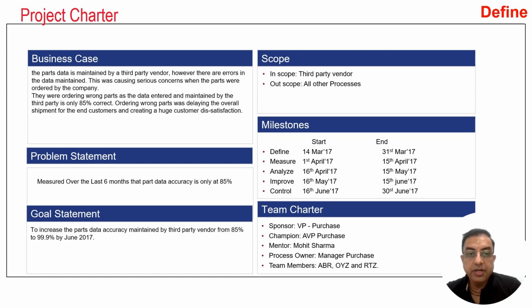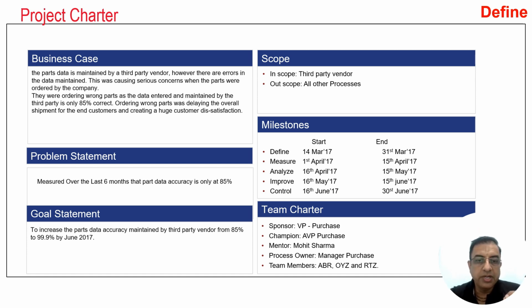So the team created the project charter. The project charter has six elements. The number one is the business case. In the business case, we define what business we are trying to work on, what the problem is, what the extent of the problem is, and what happens if we don't solve this problem, what the impact is. The second one is the problem statement. The problem statement should always be with data. When they measured the data for the last 6 months, they figured out that the accuracy level is only at 85%.